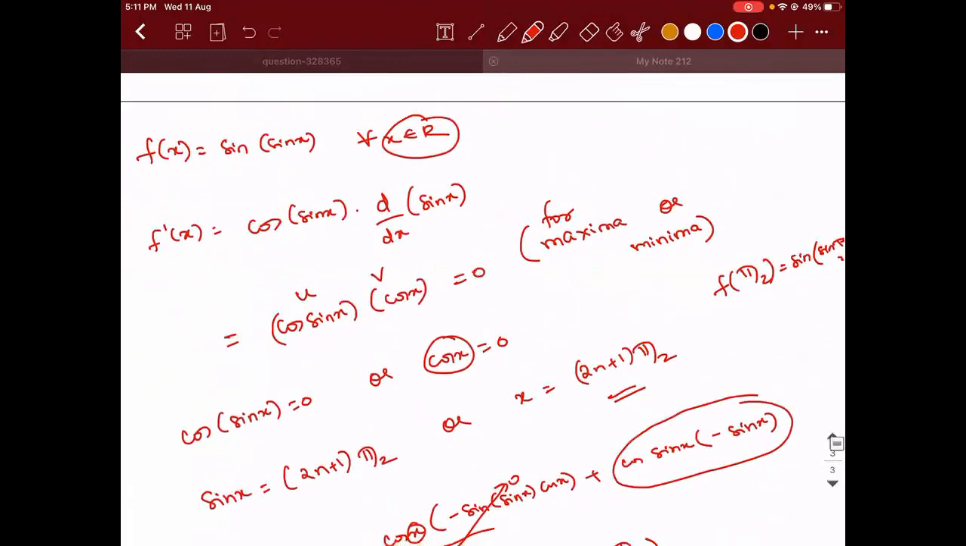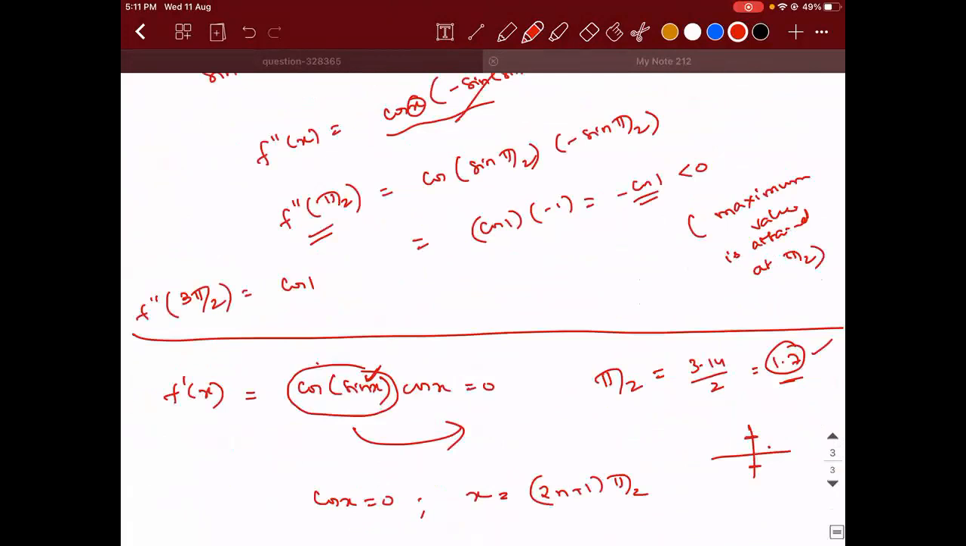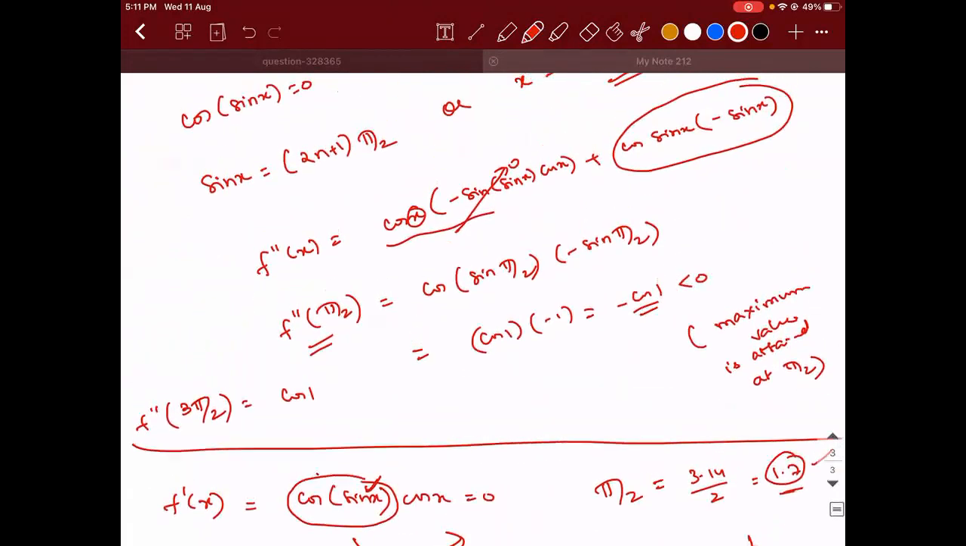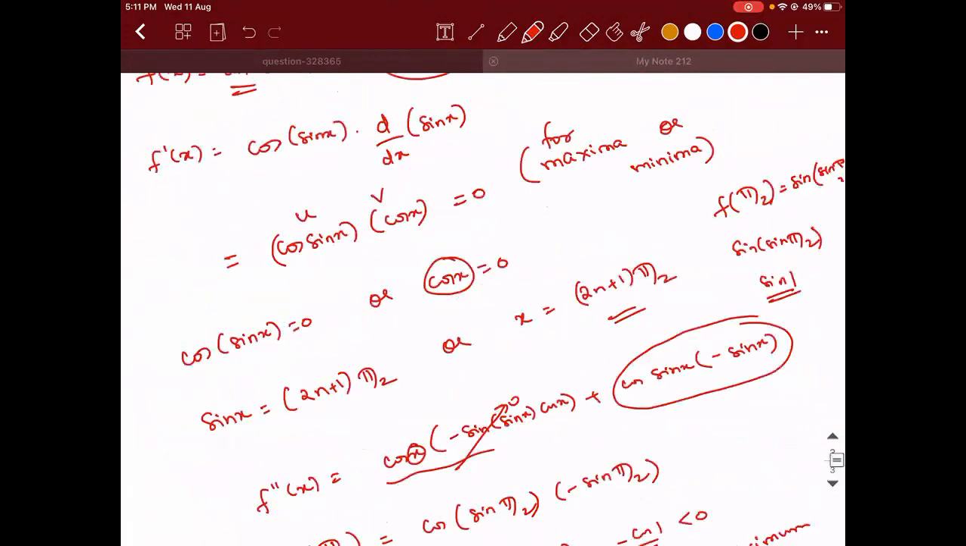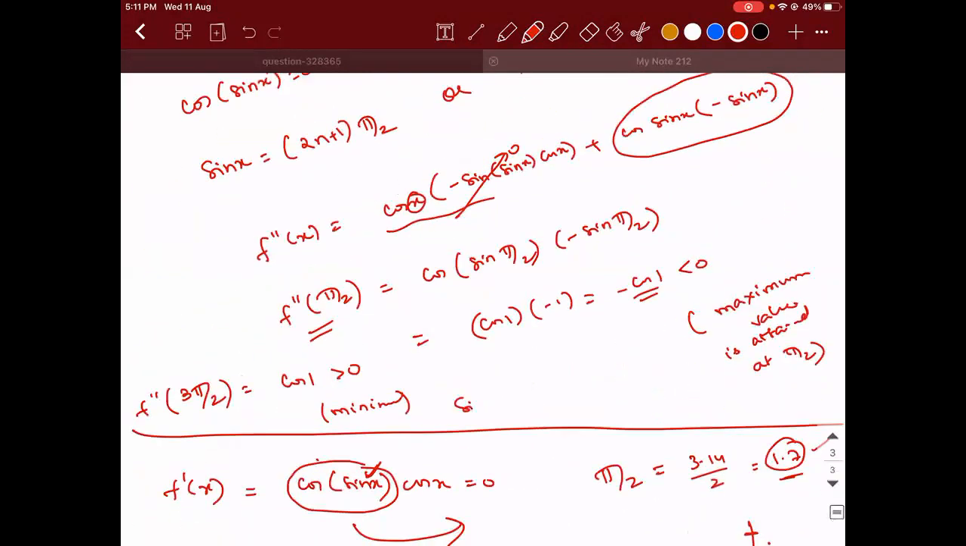So what is f of pi by 2? Sine of sine pi by 2, sine of 1. So the maximum value of this function is sine 1. And what is f double dash of 3 pi by 2? It will be minus cos 1. Sorry, it will be plus cos 1, which is greater than 0. So the minimum value is attained at this point. That will be sine of sine 3 pi by 2, which is sine of minus 1, which is minus sine 1. So the minimum value is minus sine 1 and the maximum value is sine 1.